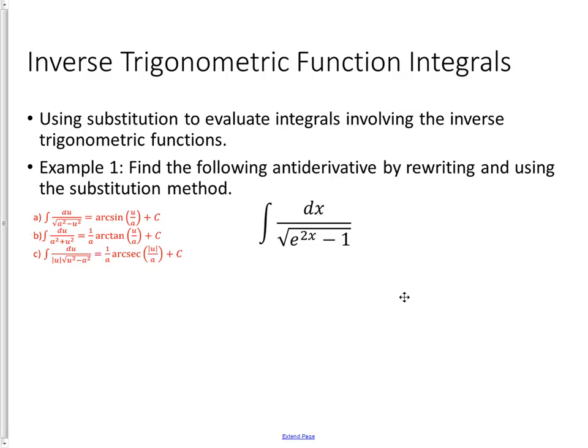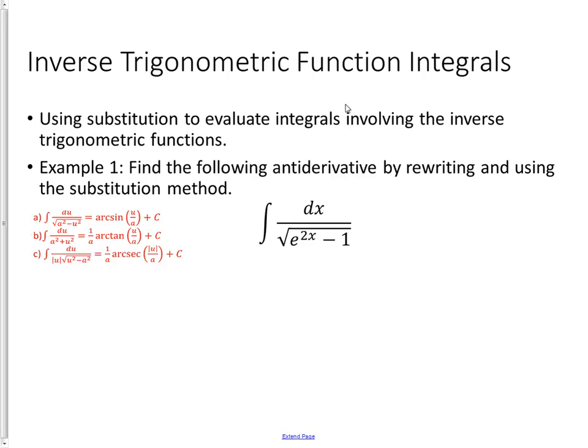So let's check out an example of using our inverse trigonometric function integral method. A lot of times we have to use a little bit of creative substitution to make this work. And here's this example right here. We see that we have the antiderivative of dx over the square root of e to the 2x minus 1.